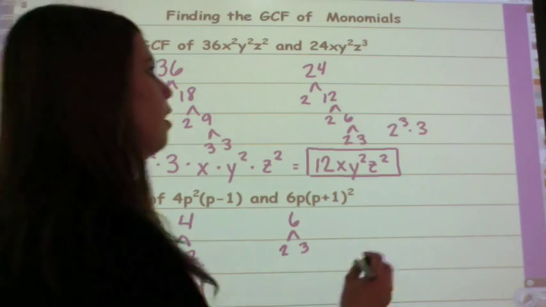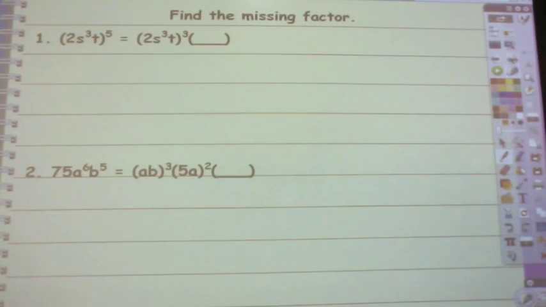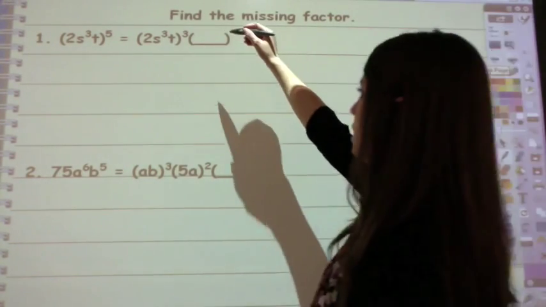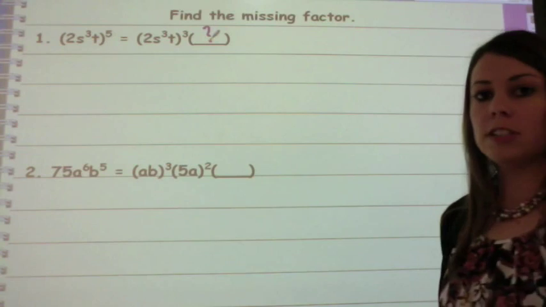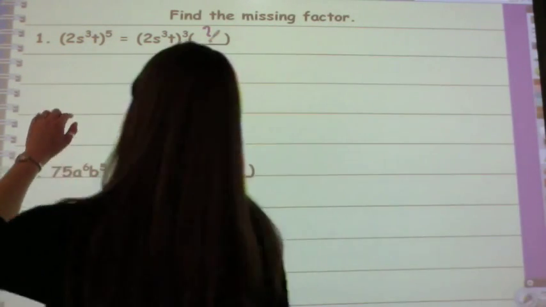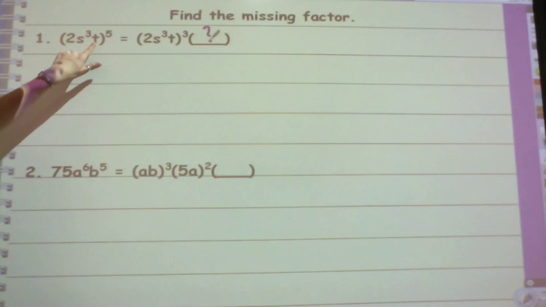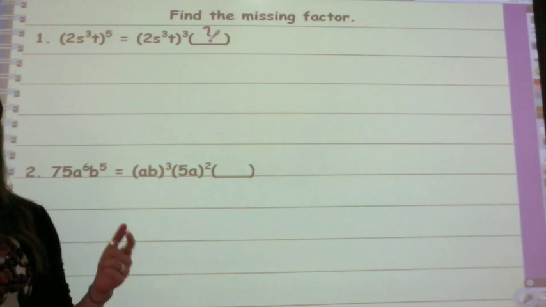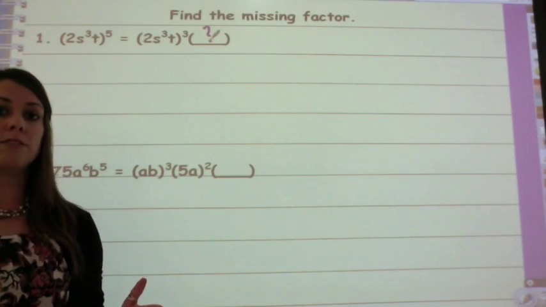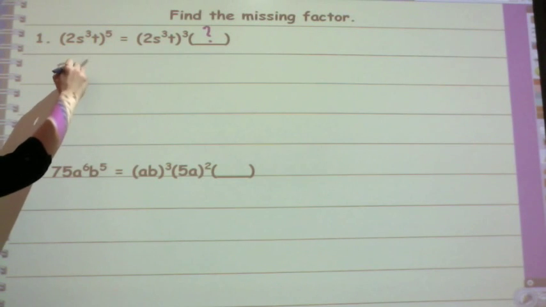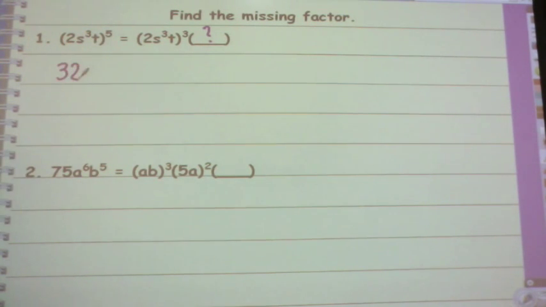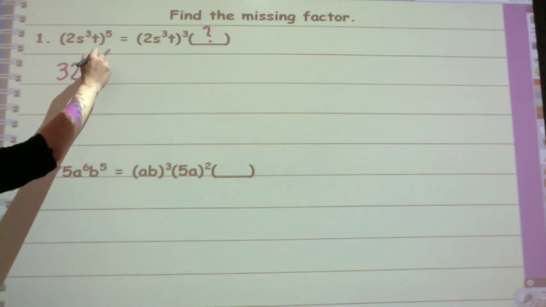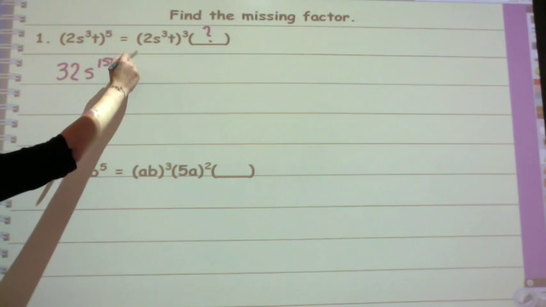Okay, so let's look at another example. Two more examples. Find the missing factor. So when we're finding the missing factor of these, we want to know what goes here. The first thing that you want to do is to simplify each quantity. So I have 2s cubed t raised to the 5th power. So 2 to the 5th is 2 times 2 times 2 times 2 times 2, which is 32. s cubed raised to the 5th power.